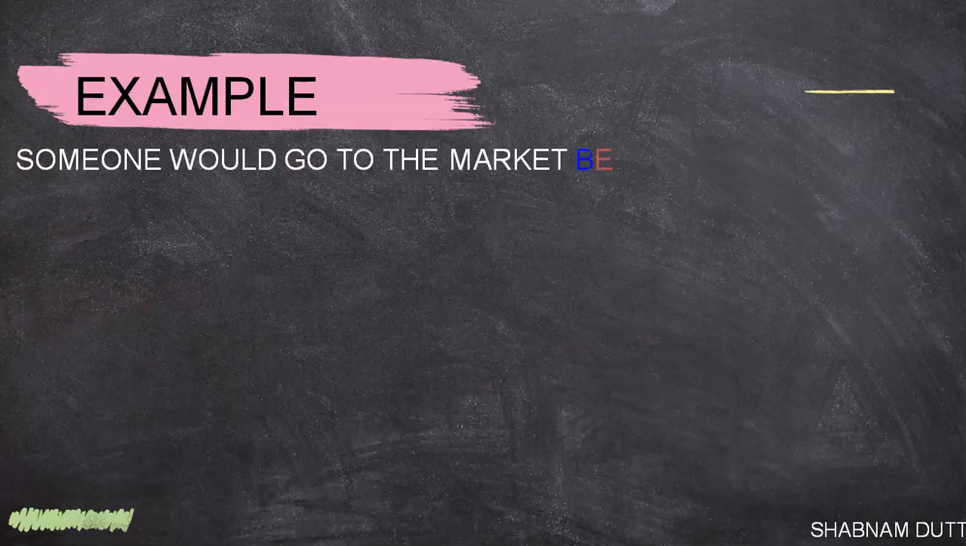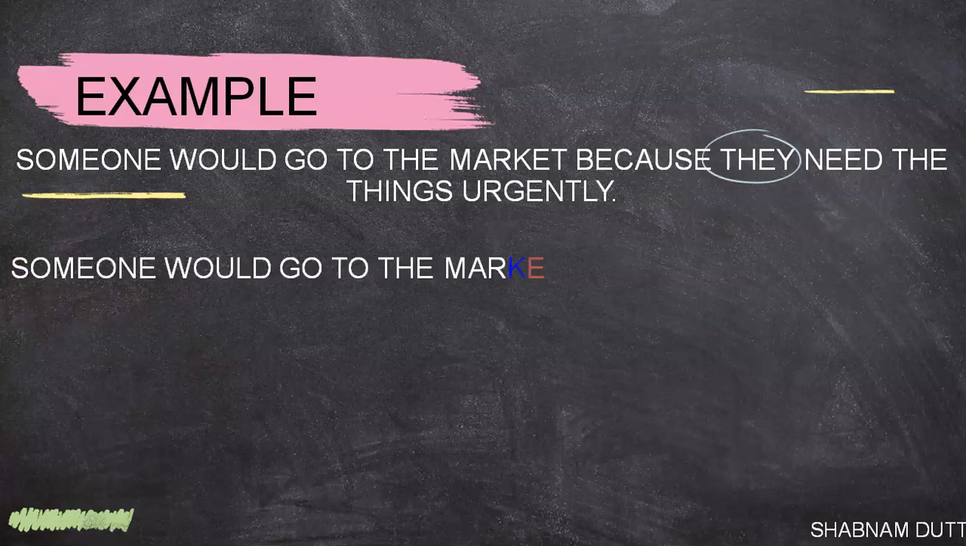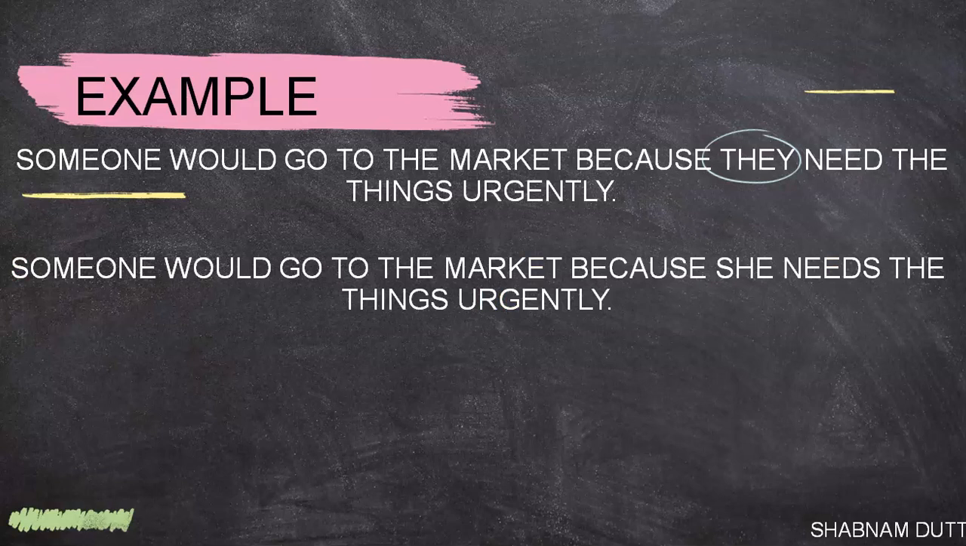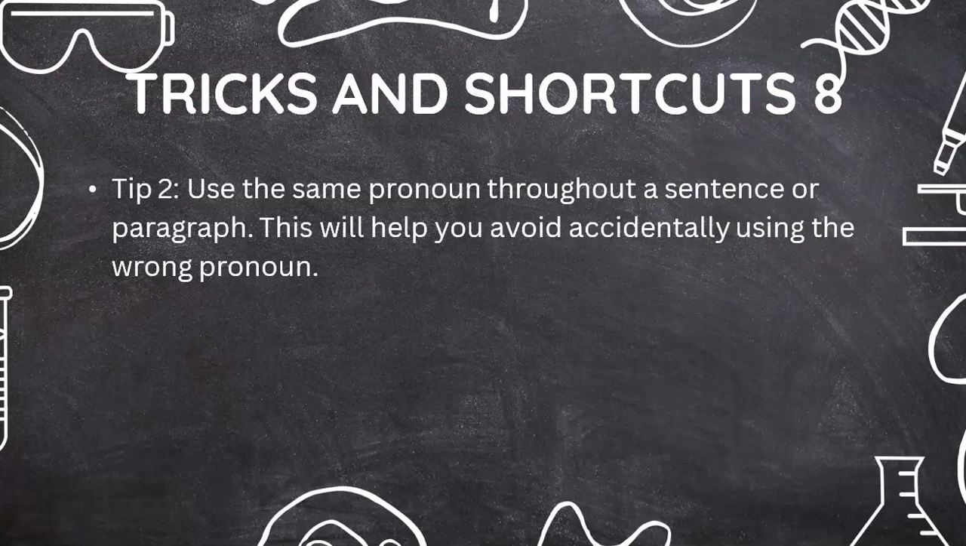See this example: someone would go to the market because they need the things urgently. Again, someone is an indefinite pronoun, singular, so there should not be any plural pronoun, right? So the correct sentence will be: someone would go to the market because he or she needs the things urgently. Clear?